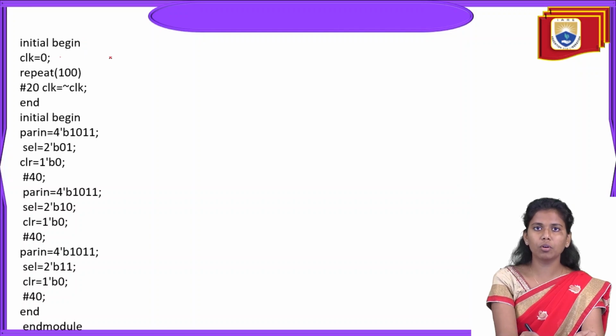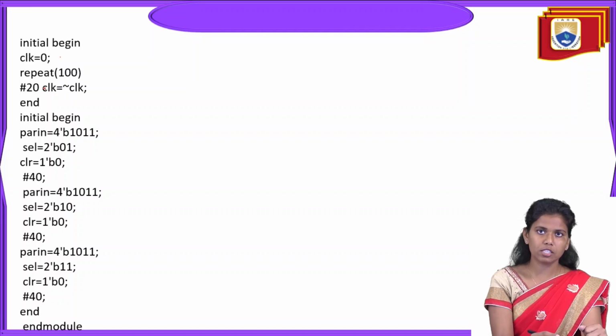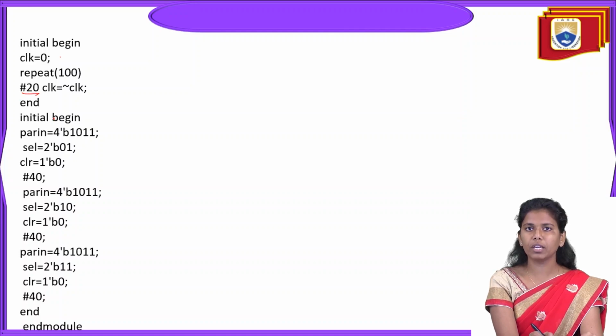When the clock is 0, here comes the test bench and the delays. With how much delay the output is observed, all these things can be written in the test bench Verilog code. So repeat 100, here with 20 nanoseconds of delay the clock signal toggles, and then end.